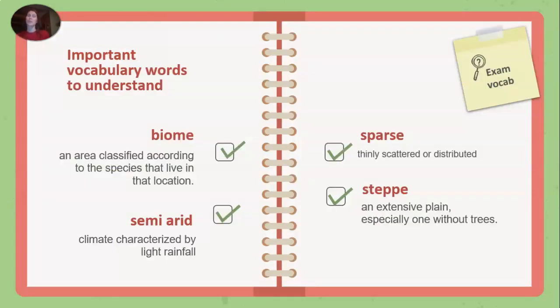Important vocabulary words, you won't need to know these for an exam because there isn't an exam, but you will need to know it for your activities today. Biome is an area classified according to the species that live in that location. Semi-arid is climate characterized by light rainfall. Sparse means thinly scattered or distributed. And a steppe is an extensive plain, especially one without trees.